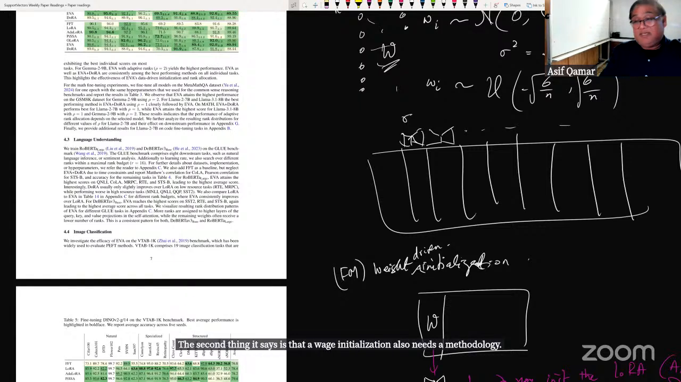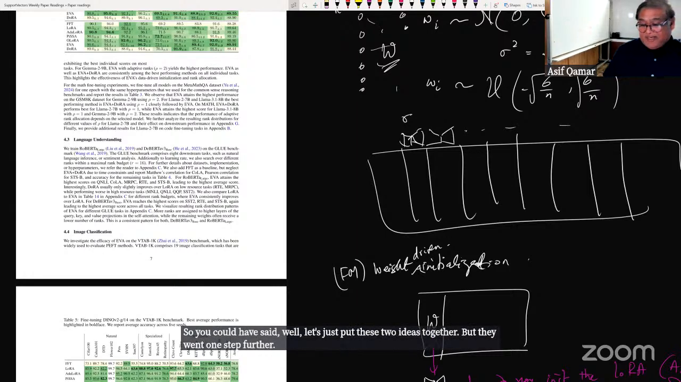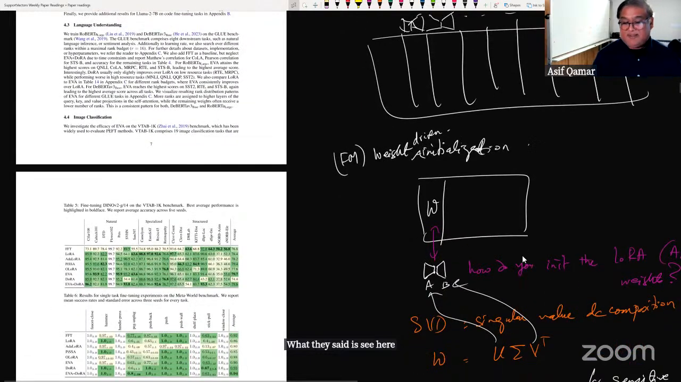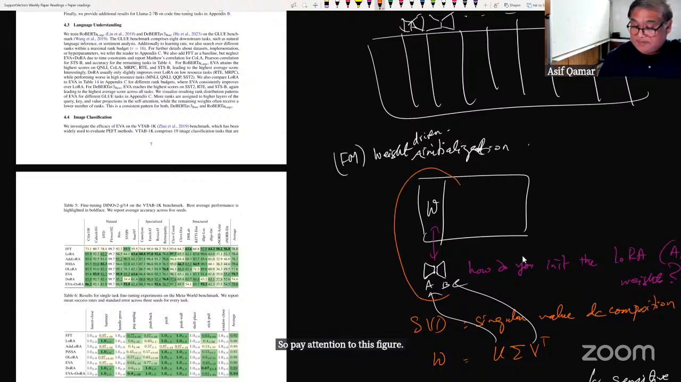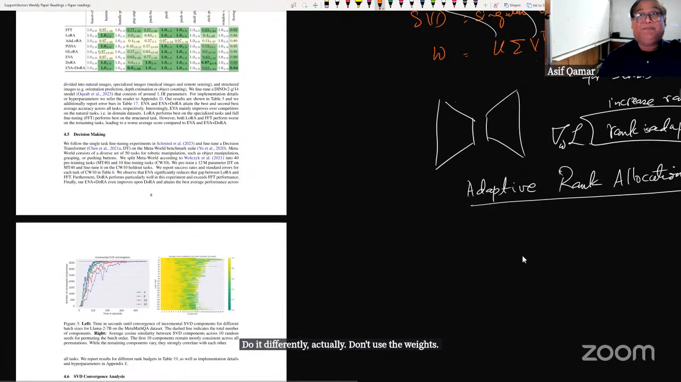You could have said, well, let's just put these 2 ideas together, but they went one step further. What they said is, see here, we learned the weight, the LoRA. So pay attention to this figure. The weight matrix of the foundational model informed the LoRA weight initialization, isn't it? But what this paper says is something quite different. It says do it differently, actually. Don't use the weights. Use the data. So that's why they call their approach data-driven initialization.